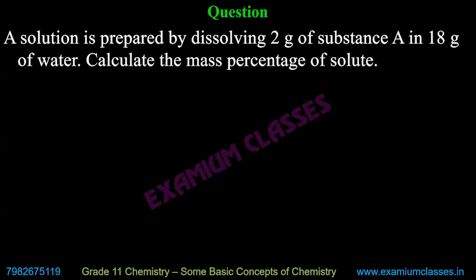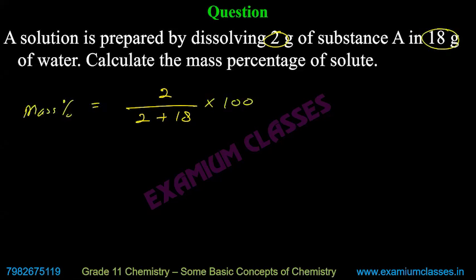So it's again the same thing. 2 grams solute, total is 2 plus 18. Solute divided by solution into 100. That is 2 by 20 into 100. That is 200 by 20, 10%. If 10% is solute, 90% will be solvent.